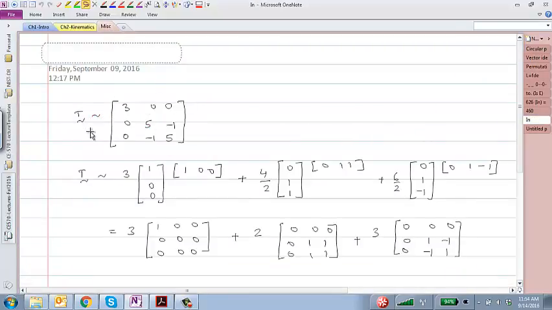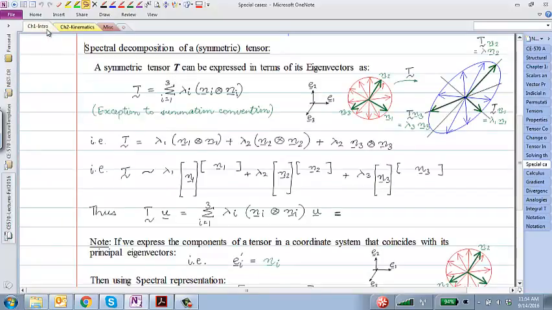We took this tensor, we expanded it in terms of its own eigenvectors, 3 times n1 dyad n1, 4 times n2 dyad n2, 6 times n3 dyad n3. And of course, if you sum all of that up, you get back to the original tensor T. So this works for any symmetric tensor. Okay, it's a useful decomposition theorem, as you'll see later on when we are trying to figure out principal stresses, principal strains. This theorem will come in handy.